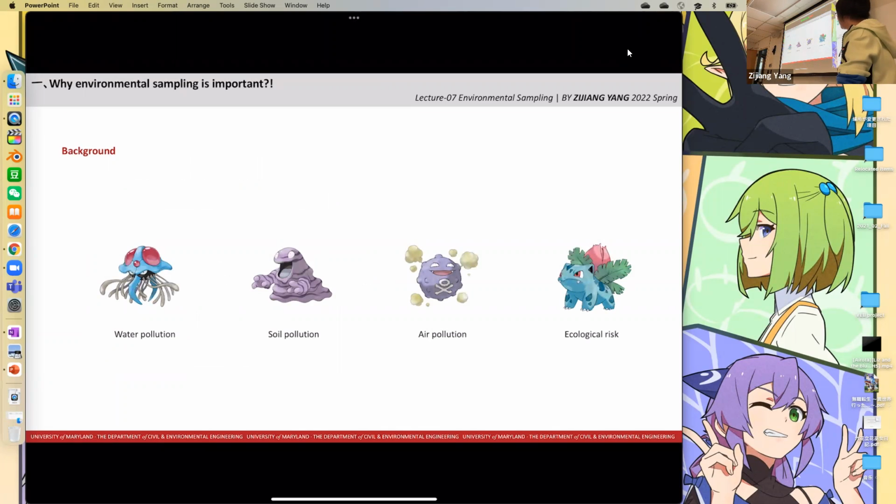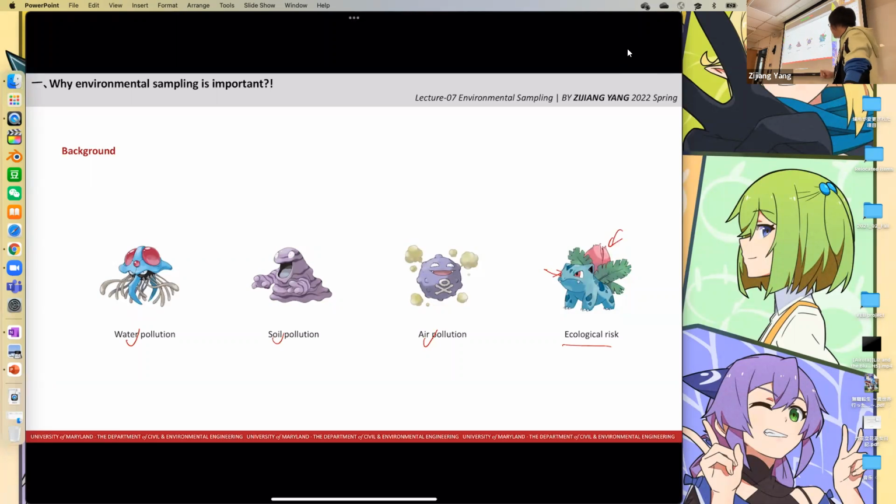But before we get started, I would like to talk about some of the background. For environmental engineering, we are interested in the pollutants in the environment. The pollutants are mainly distributed in 4 phases in the environment. They can be in the water, in the soil, and in the air. Also, the pollutants can exist in biota. In the biota, we have the animals and the plants, so basically we have these 2 components.